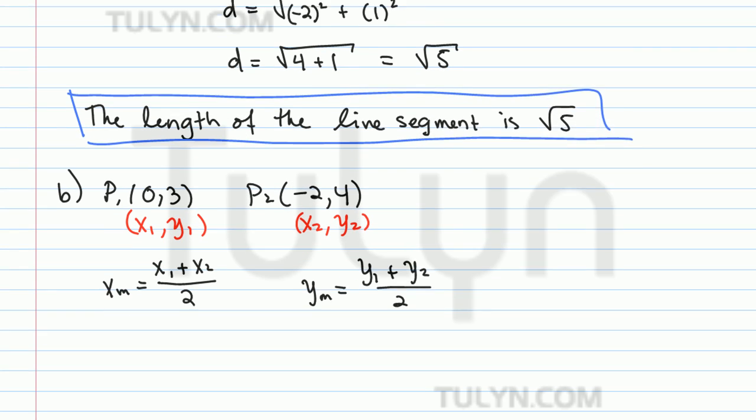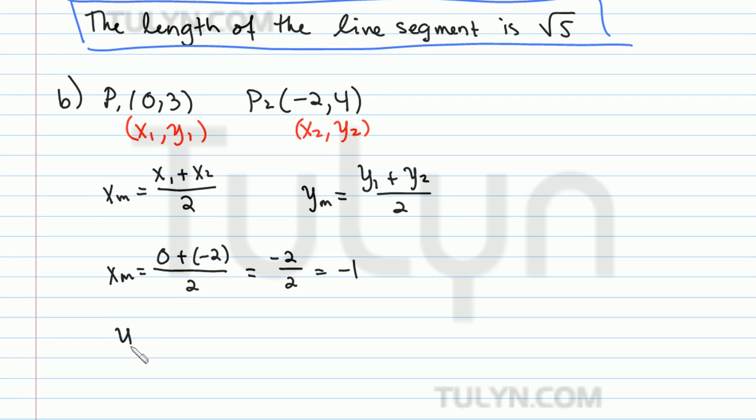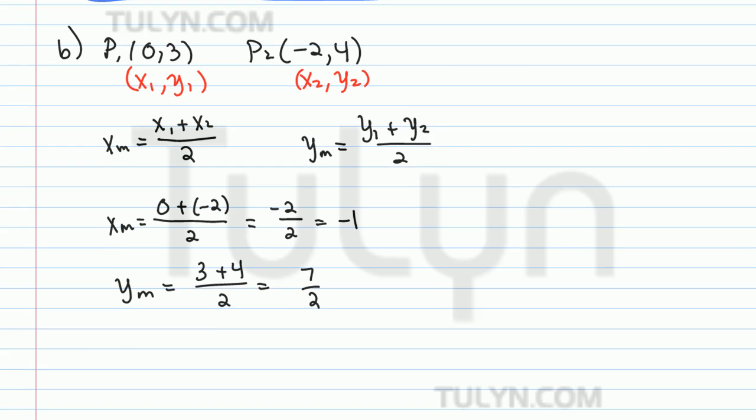So now keeping that in mind, we're going to just substitute. So xm is equal to x1, which is 0, plus x2, which is -2, over 2. And that just becomes -2 over 2, which is -1. And then ym is y1, which is 3, plus y2, which is 4, over 2, which is 7 over 2. And since 7 and 2 are coprime, you can't reduce anymore.